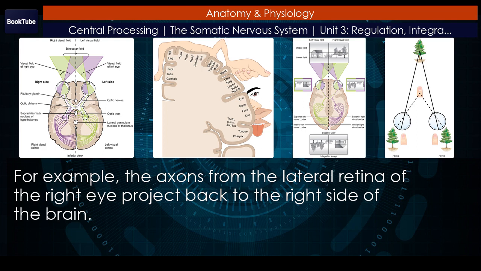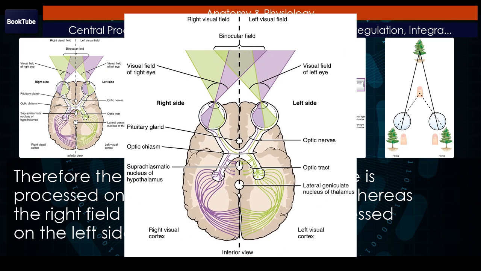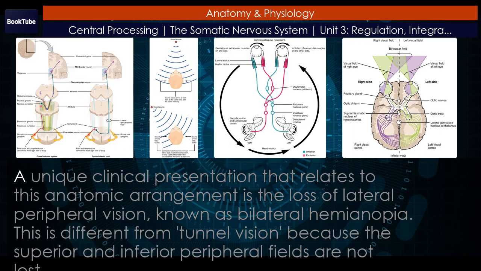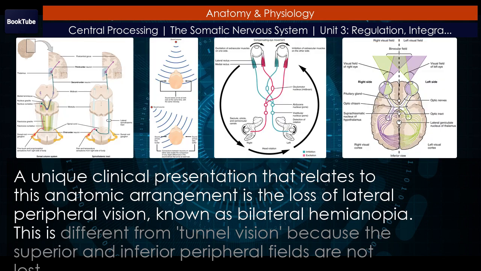brain. Therefore, the left field of view of each eye is processed on the right side of the brain, whereas the right field of view of each eye is processed on the left side of the brain. Figure 4. A unique clinical presentation that relates to this anatomic arrangement is the loss of lateral peripheral vision, known as bilateral hemianopia. This is different from tunnel vision, because the superior and inferior peripheral fields are not lost.